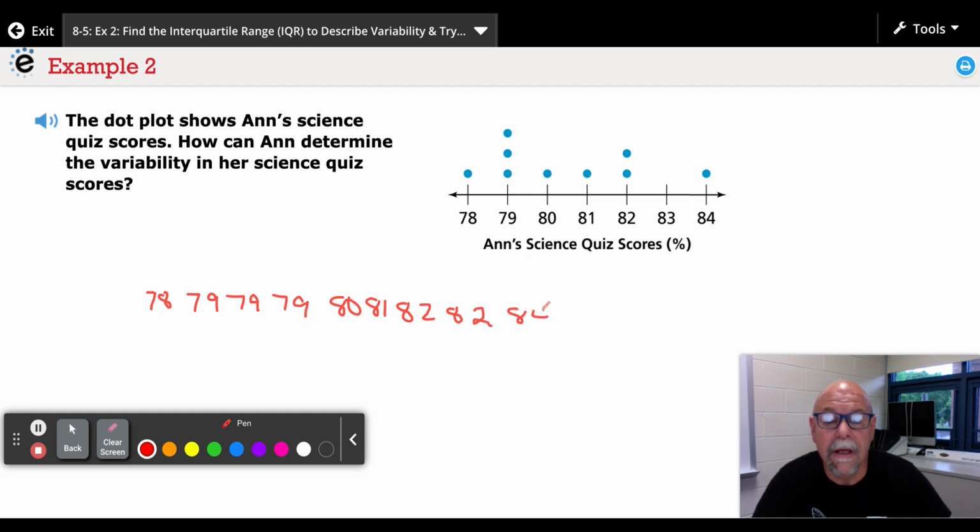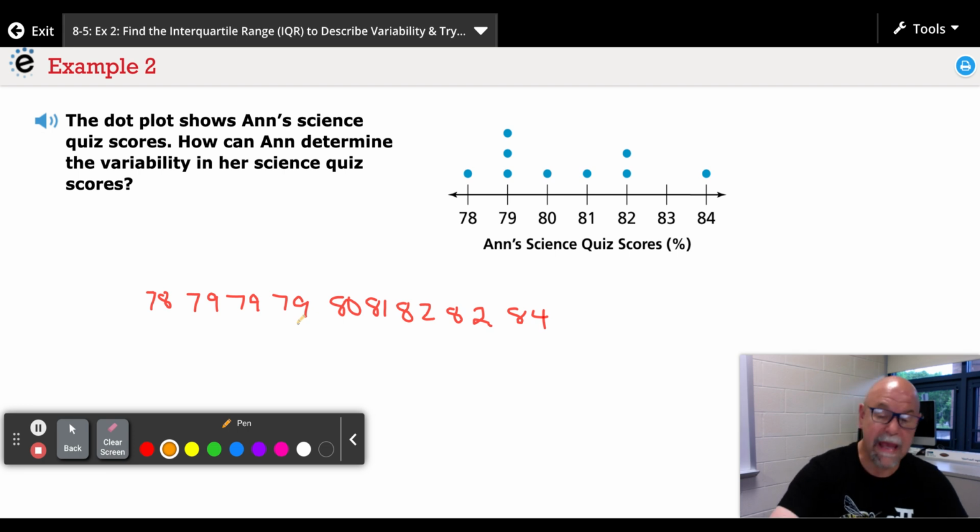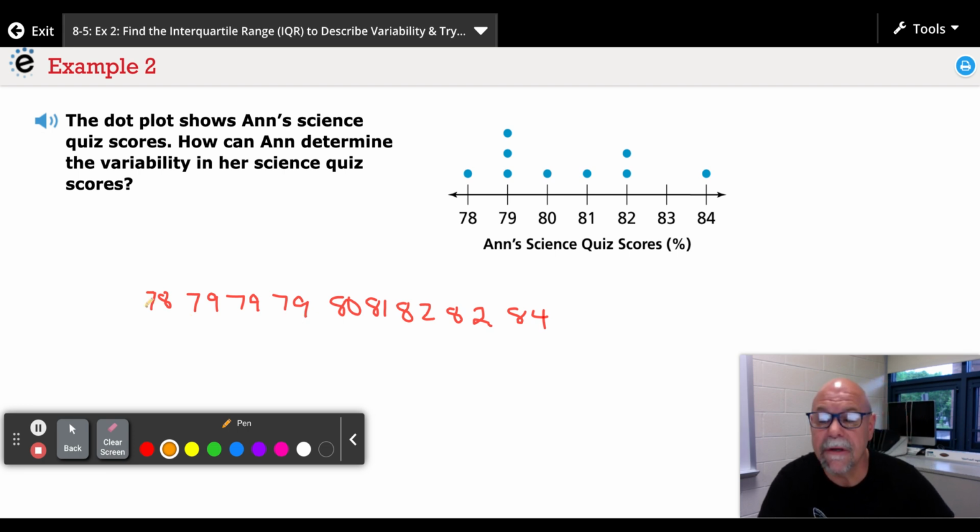All right, so to find the interquartile range, like I said, we need Q3 and Q1. So just as a review here, to find the median of these numbers, we take the first and the last off, the second and the second to last, the third and the third from last, and then the fourth and the fourth from last. So our median, or Q2, is 80.